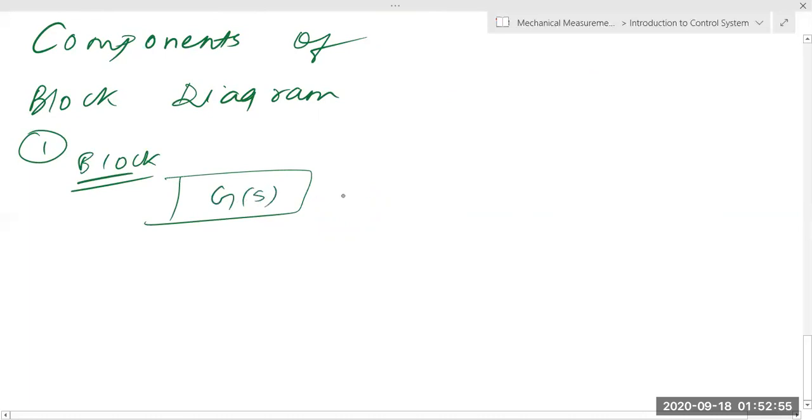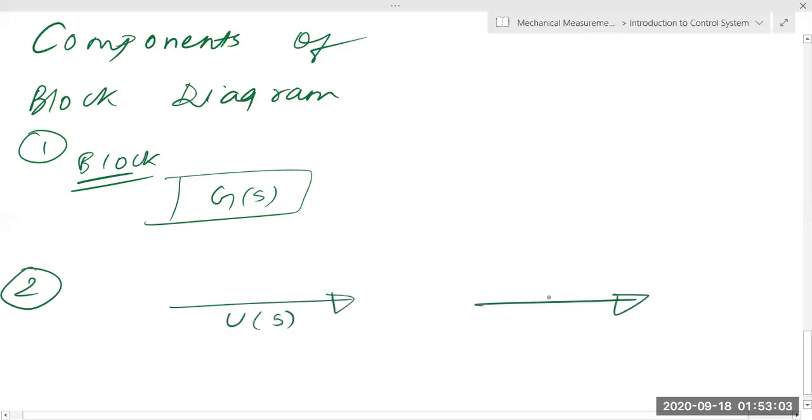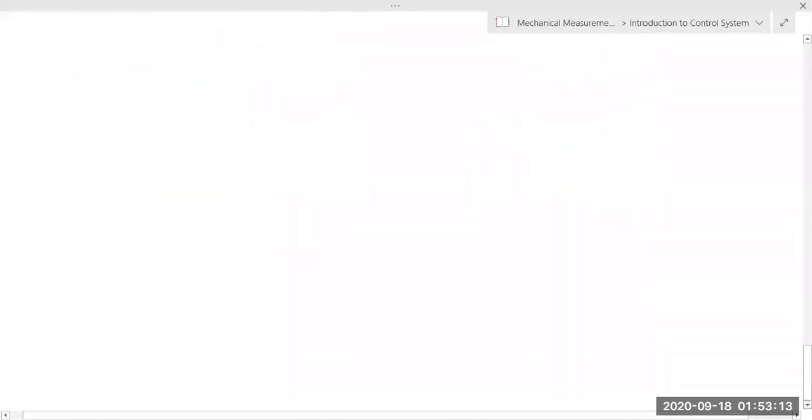Okay, simple. Now the second component is called an arrow. There are two kinds of arrow. One will be an input arrow, second will be an output arrow. So the second component that I am telling you is arrow. Now you have understood these two components, block and arrow. Now I'm going to tell you another very important component. Suppose this is a circle. I'll tell you what this means.